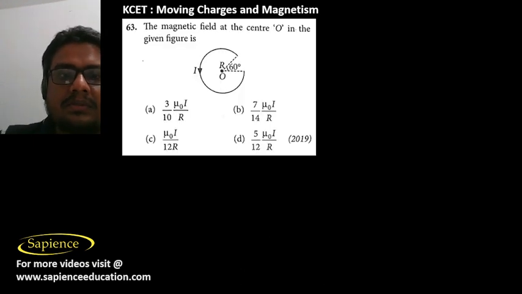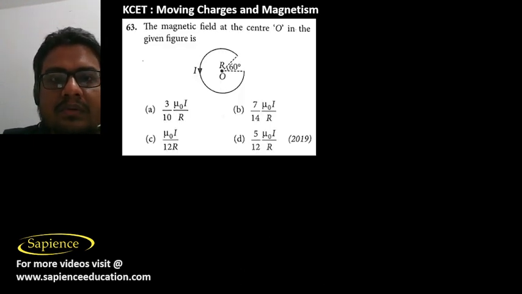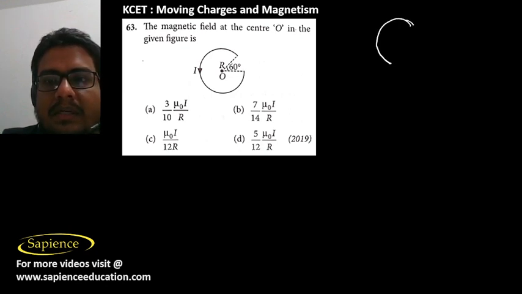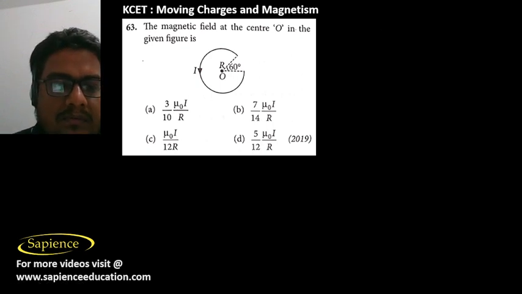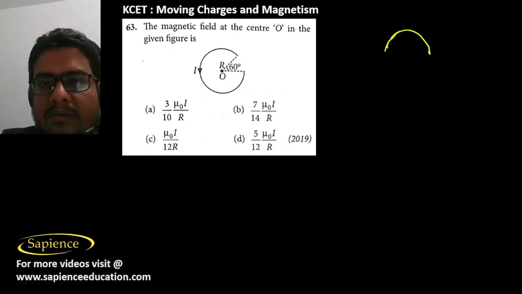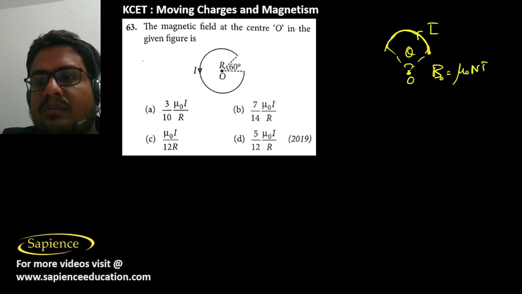In question number 63, it is asked: the magnetic field at the center O in the given figure, how much is it? So we know that if we have an arc of a circle which makes an angle theta at the center and carries current I, then the magnetic field at the center, B naught, is given as mu naught N I by 2r, where r is the radius of this arc.